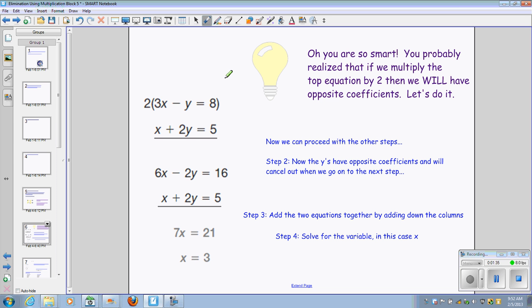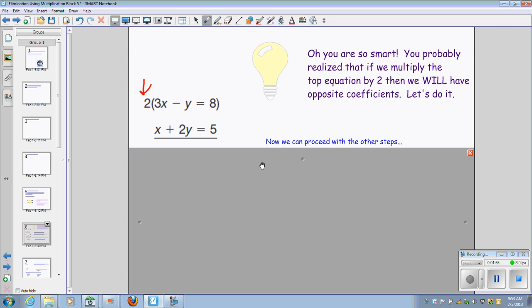You're really smart, I'm sure. You have probably realized that if we would multiply this top equation by 2, which is where this is coming from right here, then we would have opposite coefficients. So let's give it a try and see what happens. I'm going to just cover some of this up. So we're going to multiply by 2.